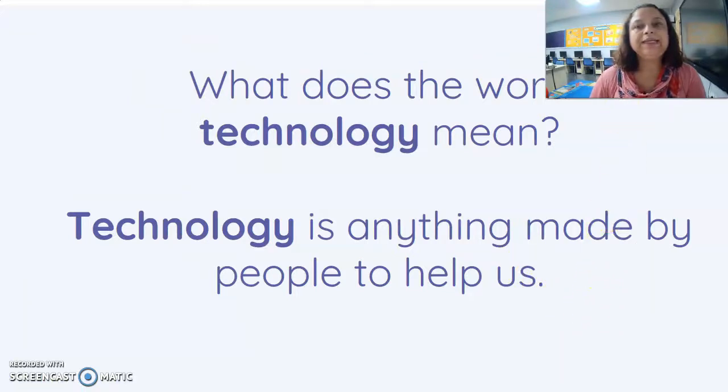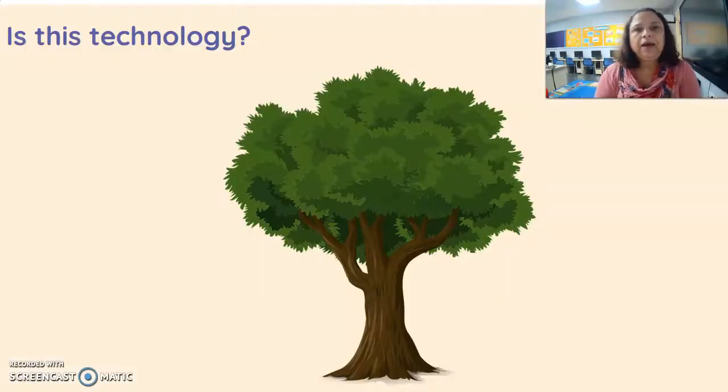So, technology means anything made by man to help us. Anything that is used to help us is technology, and it needs to have a purpose. For example, a rubber. We can say it's technology. Why? Because it helps us erase things. And would you say a tree is technology? It helps us for a lot of things, but it's not technology because only Allah can create a tree.